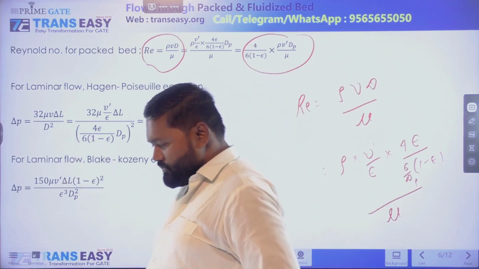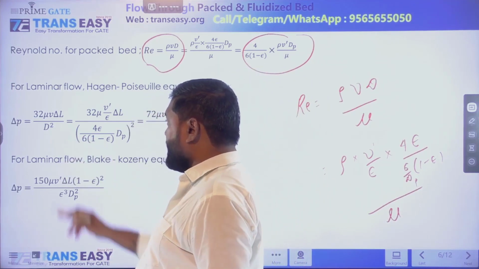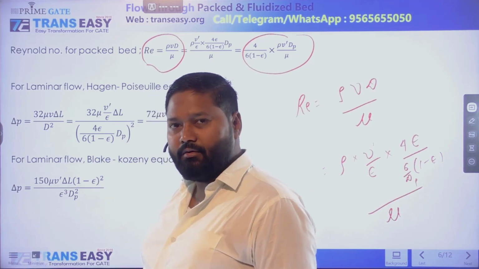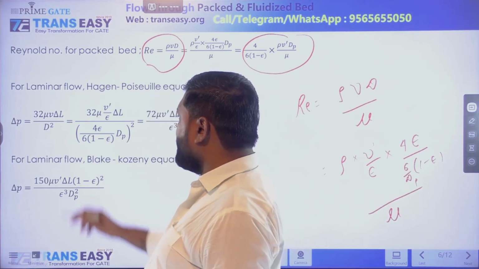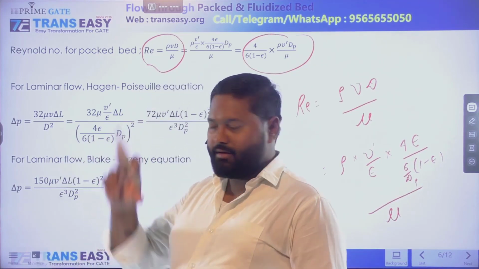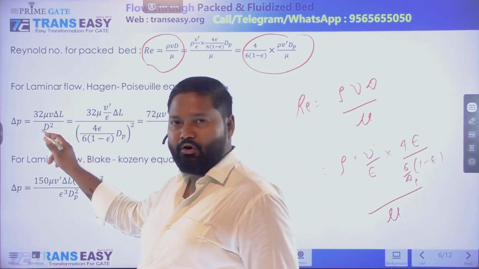Mu is the dynamic viscosity of the flowing fluid, V is the interstitial velocity, V prime upon epsilon, delta L is the height of the bed, and this is the hydraulic mean diameter.